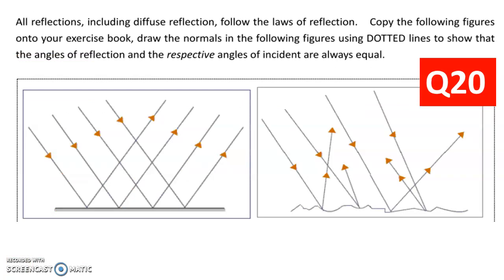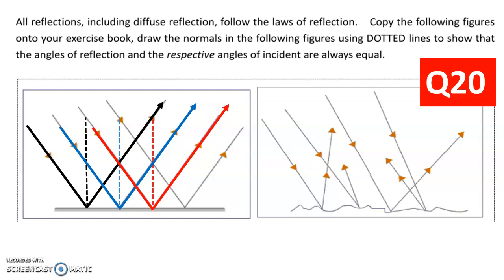Question 20. These two diagrams show regular and diffuse reflections. On the left is regular reflection. On the right is diffuse reflection. Draw the normal in these cases. In both cases, the incident rays are all parallel. For the left picture, the surface is a plain mirror, a smooth surface that produces regular reflection. So the normals are all vertical.